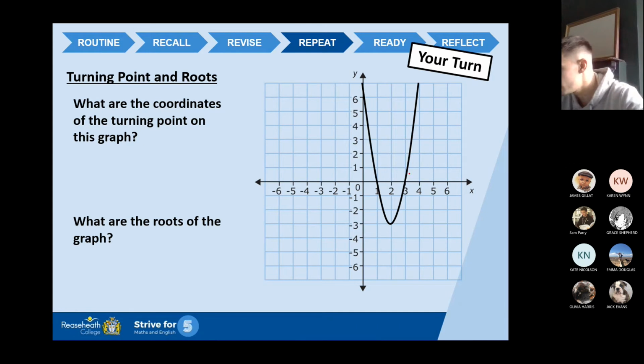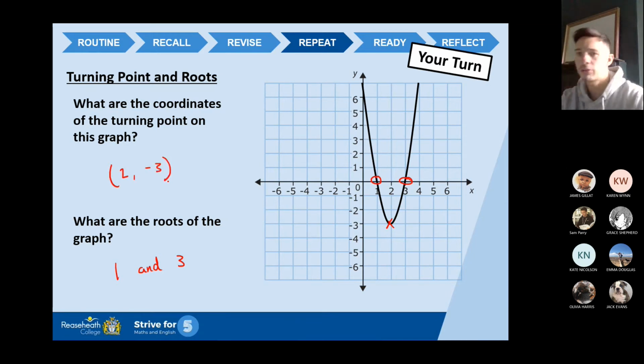Once again, let's look at the roots first. So we've got, hopefully you guys can see, 1 and 3. And then we have the turning point here of 2, minus 3. So once again, whack it in brackets so we know it's a coordinate. 2, minus 3.